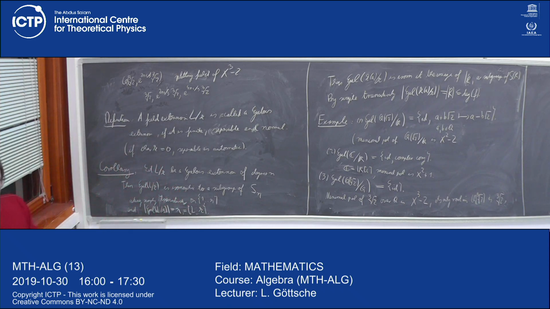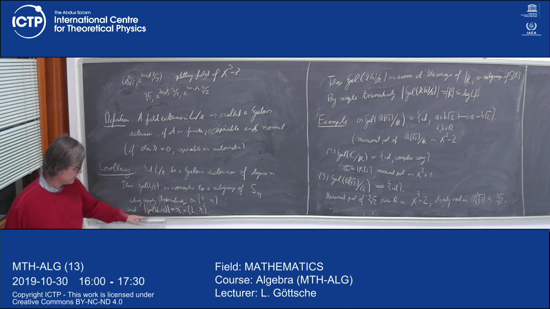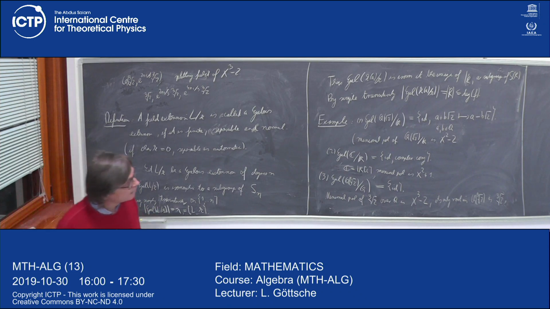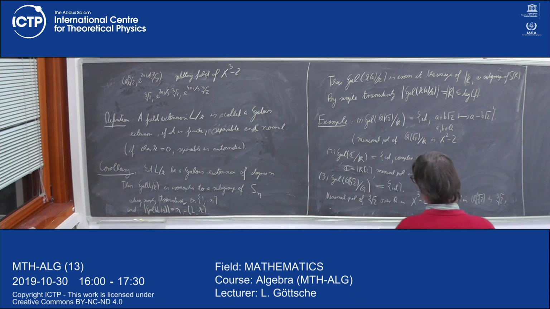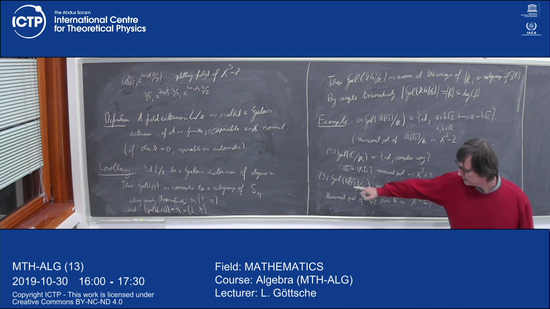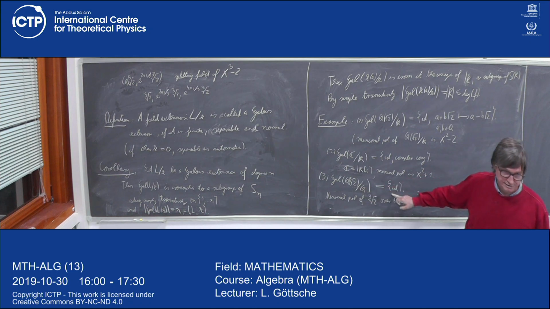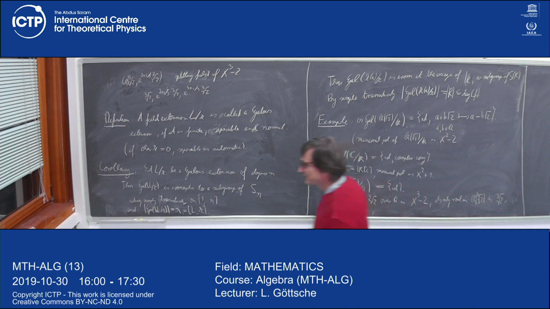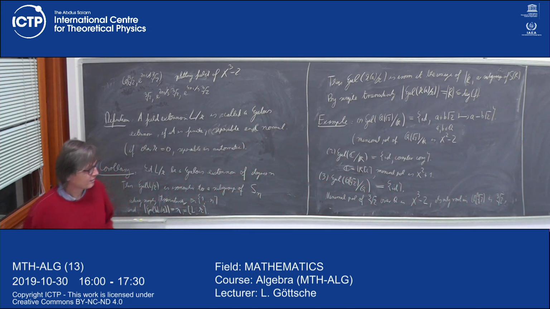Okay. So for a Galois extension, the degree of the field extension is equal to the number of elements in the Galois group. So we see, for instance, in particular, it follows from this that this one is not a Galois extension. I mean, it's also kind of obvious.